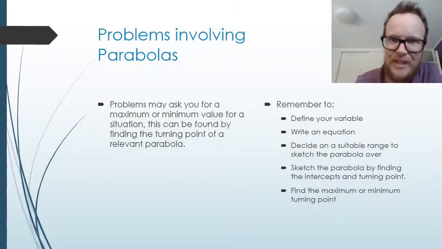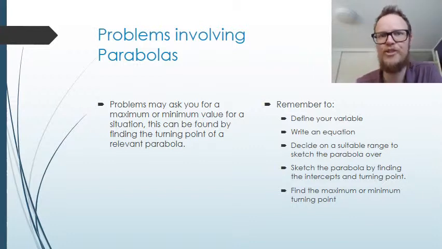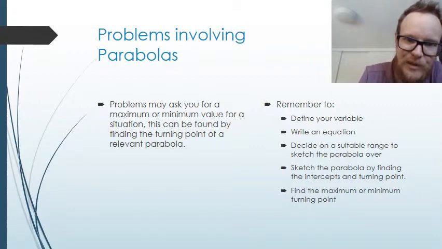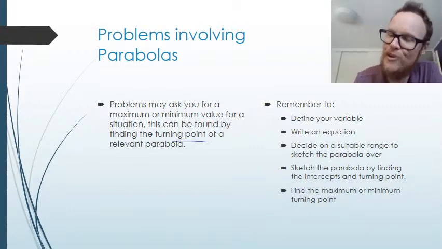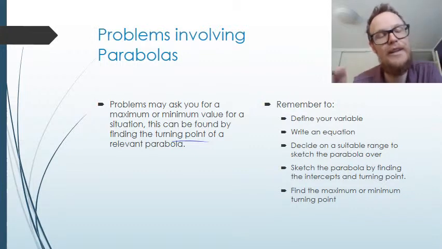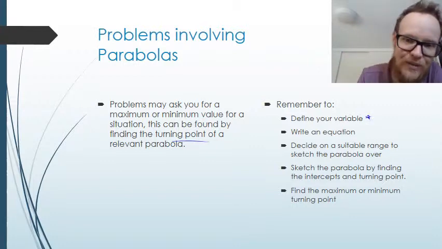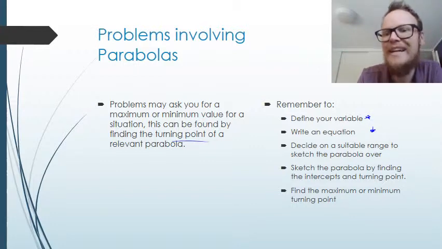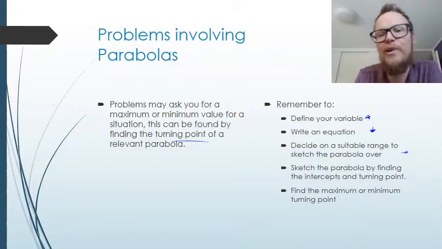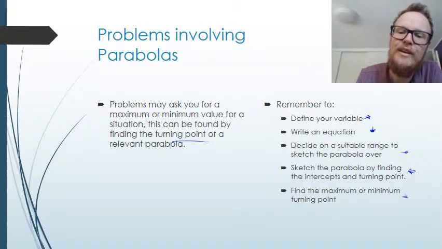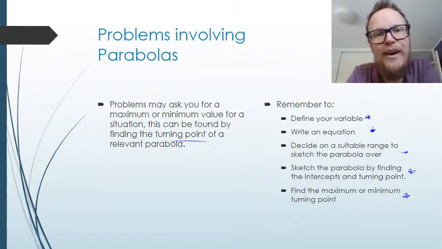We want to make sure we sketch our parabola though, to see how the relationship forms. So we can find this by finding the turning point for a relevant parabola. Just like solving any problem that involves some kind of algebraic relationship, we need to make sure we define the variable before writing the equation. Decide on a range to do the plotting, sketch the parabola by finding the intercepts and the turning point, and then find that maximum or minimum value.